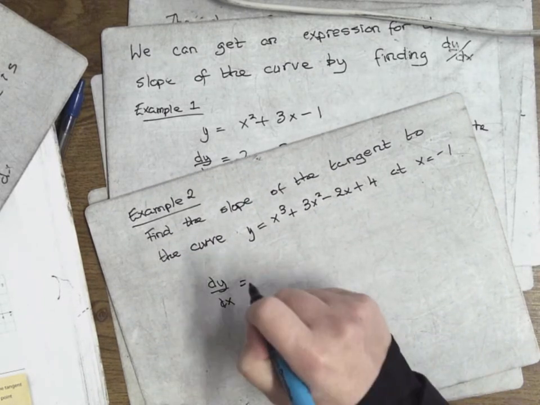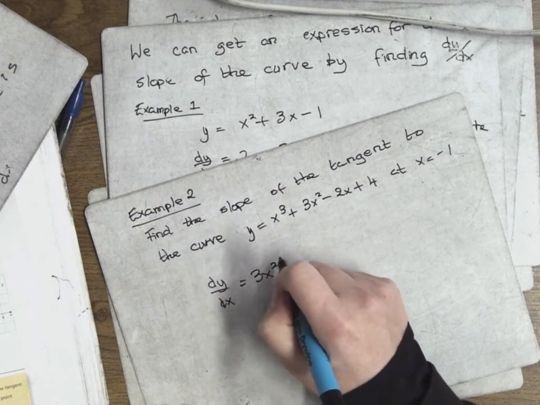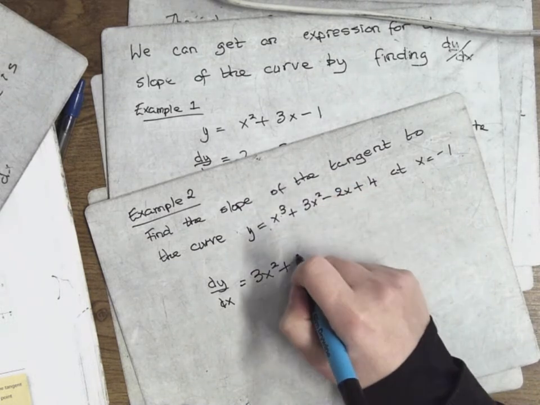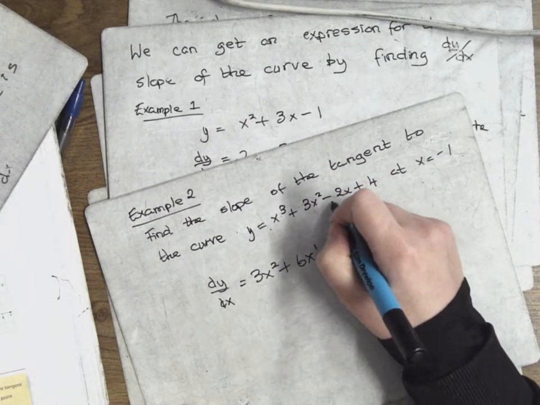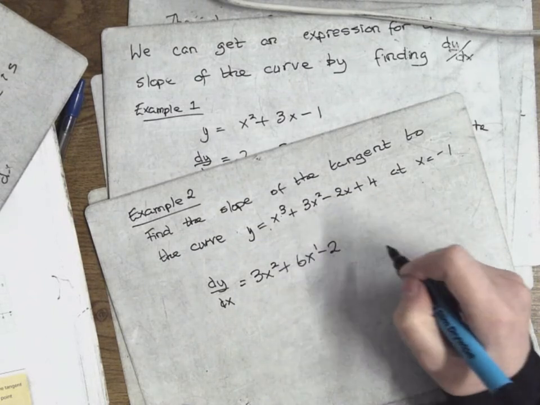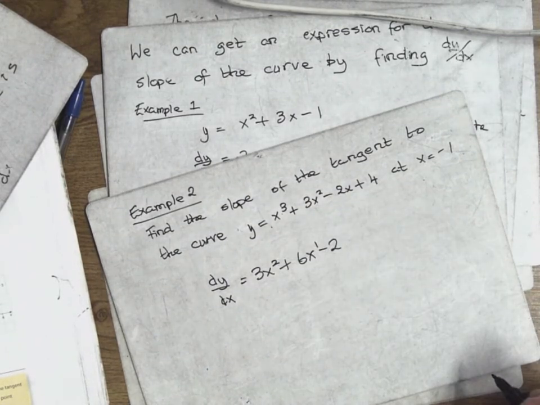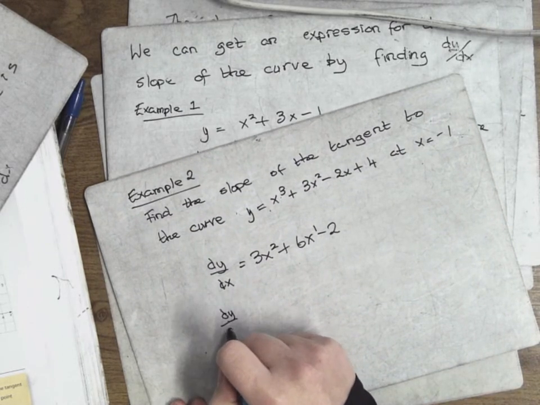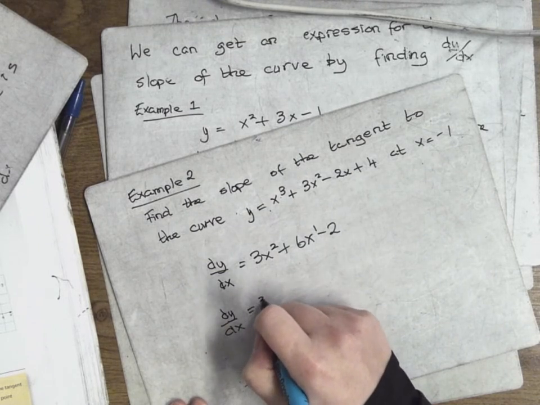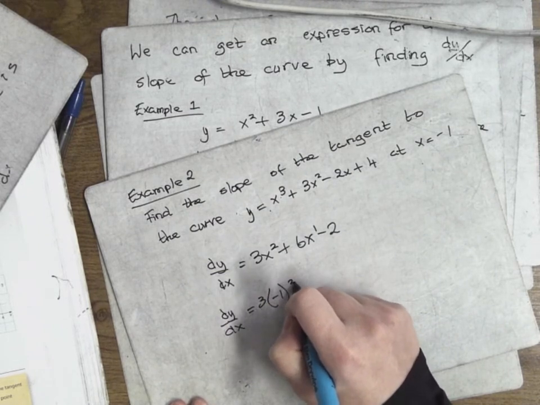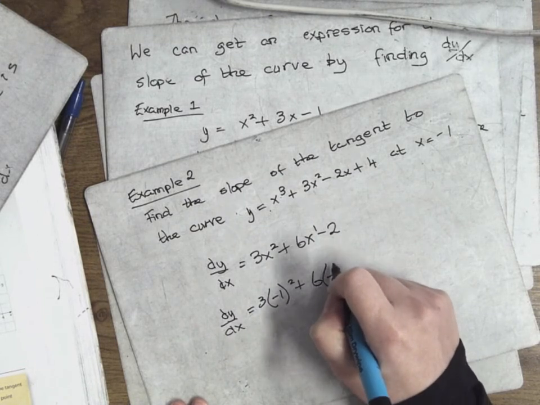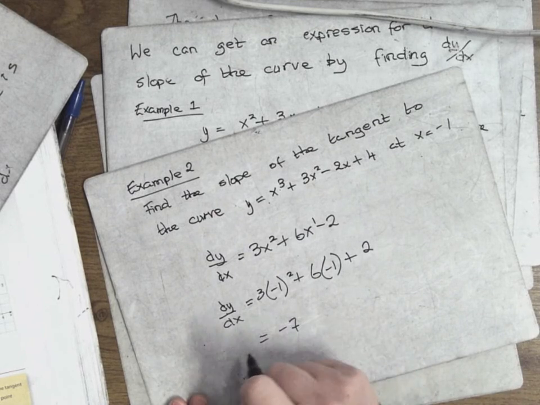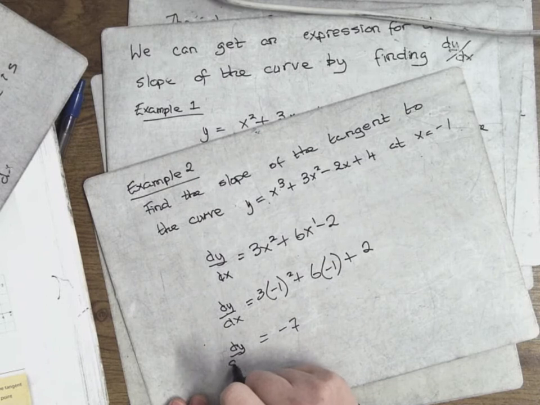So you just get dy dx, which is 3x squared, bring the power down in front, reduce the power by 1. Bring the power down in front, multiply by the 3 that's already there, reduce the power by 1. Here it's an x term, so it's just the number in front of x, and the 4 is just a 0. Then we have to find that at x equals minus 1, so that means everywhere I see an x, put in a minus 1. So minus 1 squared times 3 plus 6 times minus 1 plus 2, put that into the calculator and you'll get minus 7. So the slope of the tangent at that point is minus 7.